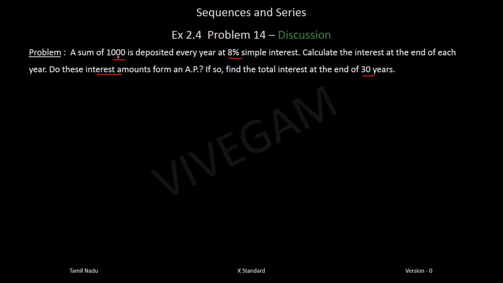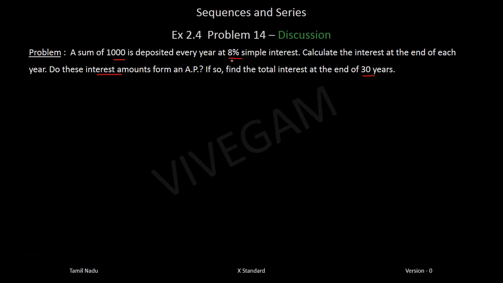Every year they are making a deposit of 1000 rupees. For the first year, the principal will be 1000. For the second year, the principal will be 1000 plus 1000, 2000. Third year, it will be 2000 plus 1000, 3000, it goes on. So the principal is going on increasing by 1000 rupees every year because you are depositing 1000 rupees. The same will happen for the interest. So interest also will be increasing year on year basis.